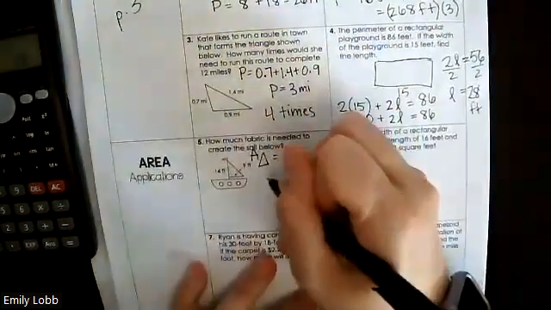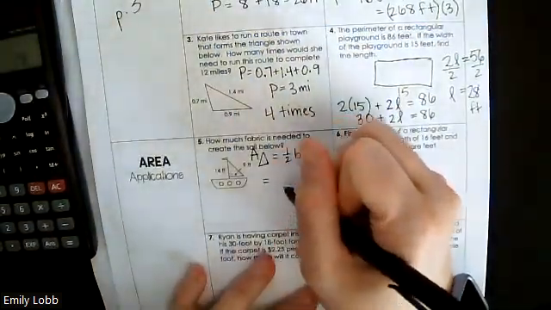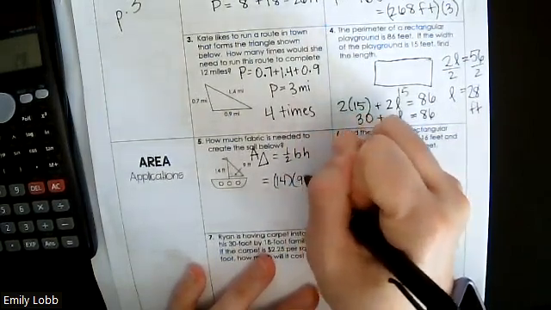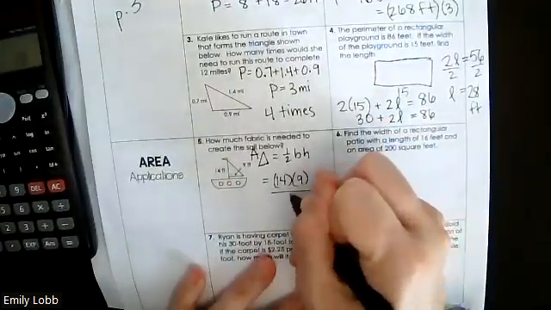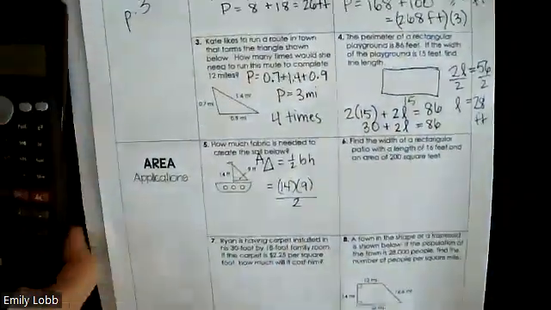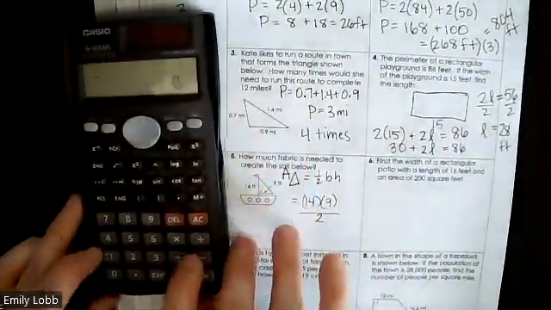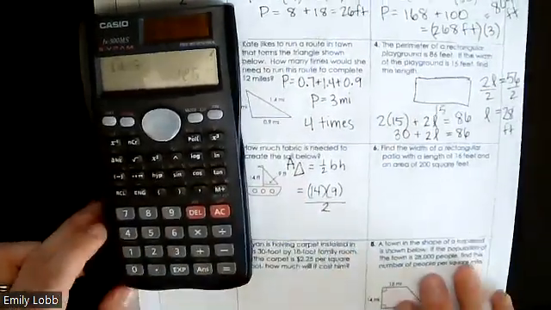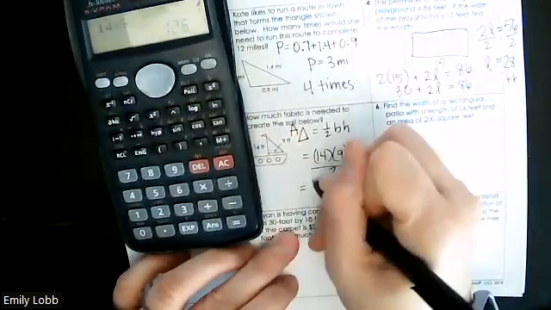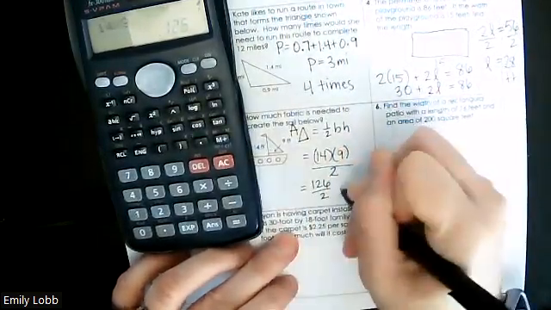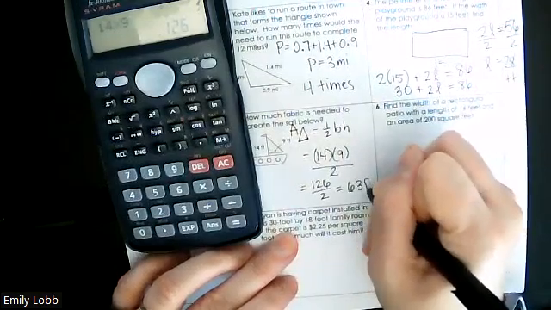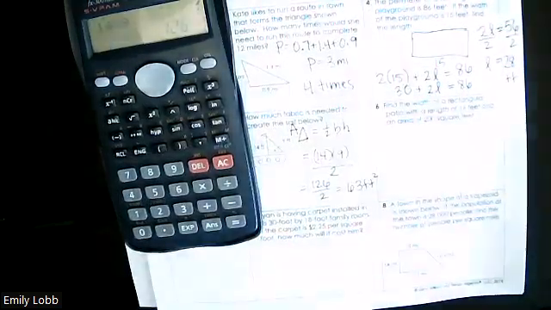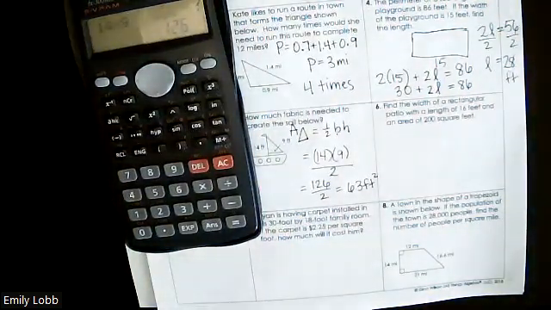So we have, this would be equal to 14 times our base, which is 9, divided by 2. So 14 times 9, 108 plus 18. 14 times 9, 126. 126 divided by 2 is 63 feet squared, right? Because the base is feet times the height, which is feet. Feet times feet is feet squared. Does that make sense?